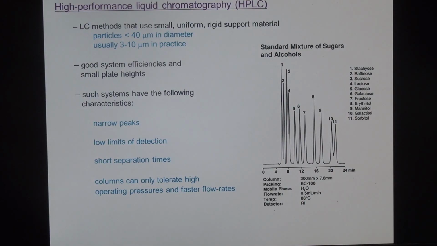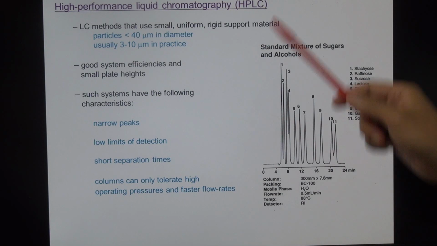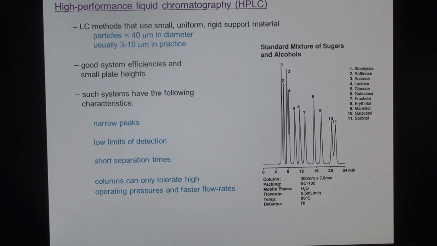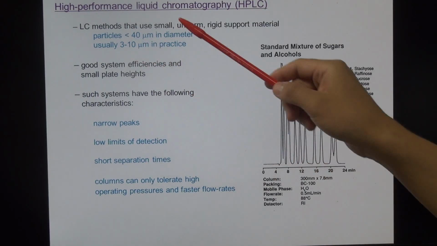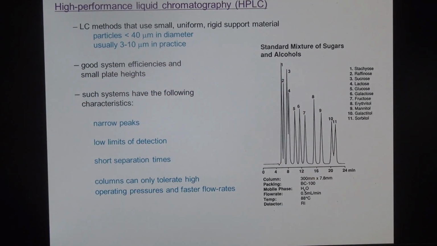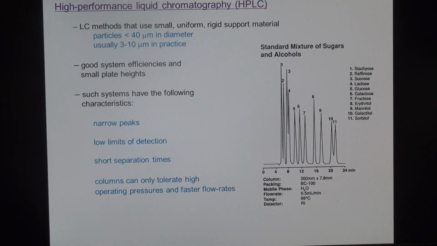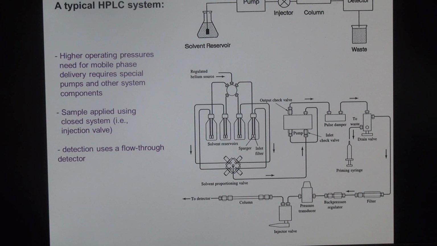On the other end, there is also high performance liquid chromatography, or we call it HPLC. For HPLC, we use much smaller, much more uniform, rigid support material. So that's why they are much more efficient than low performance liquid chromatography. Much smaller size, very good efficiency, small plate heights. They basically show very narrow peaks, low limit of detection, short separation times, and the columns can tolerate relatively higher operating pressure. So here shows the typical HPLC system.